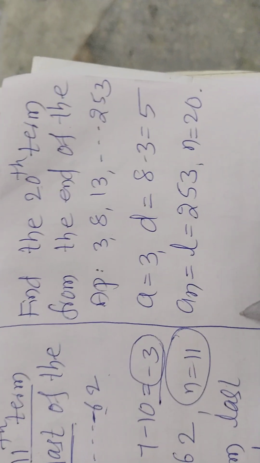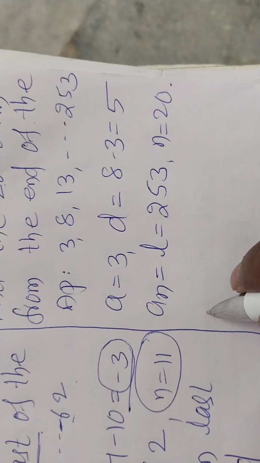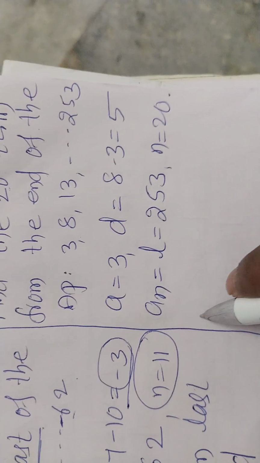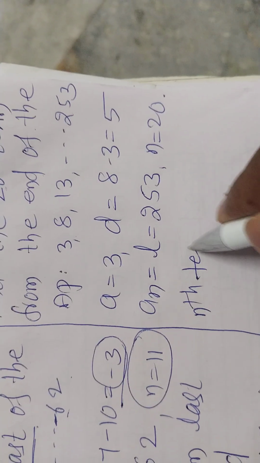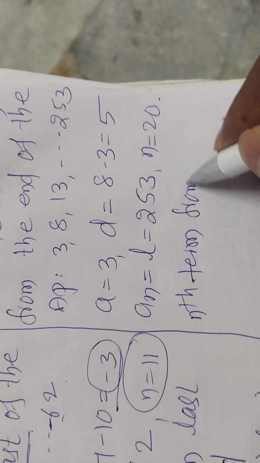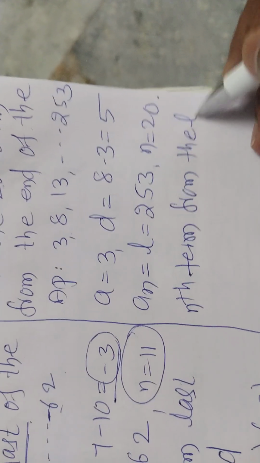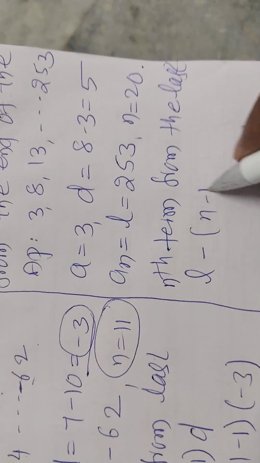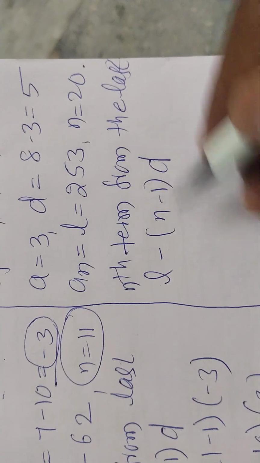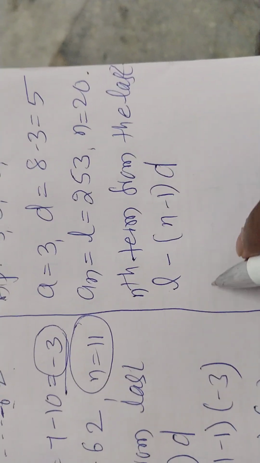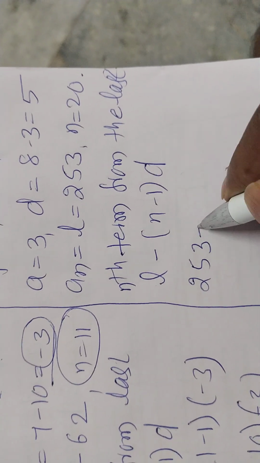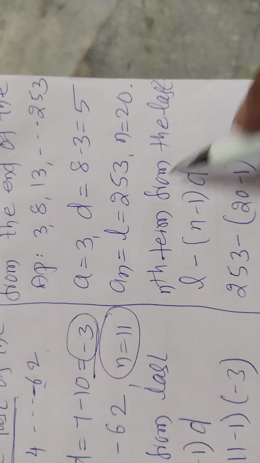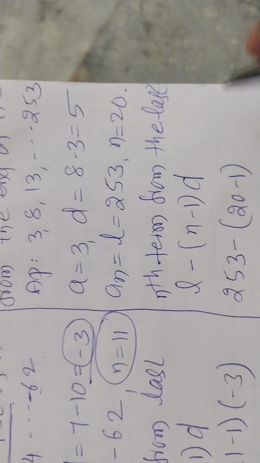So we have a formula. The nth term from the end of the AP, or nth term from the last, is l - (n - 1)d. Same process as the previous problem. Now l = 253, minus (n - 1) where n = 20, so 20 - 1. And d = 5.